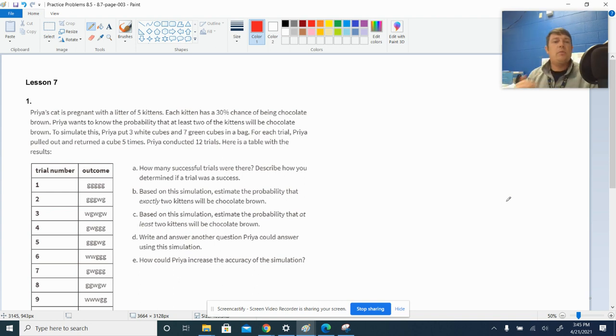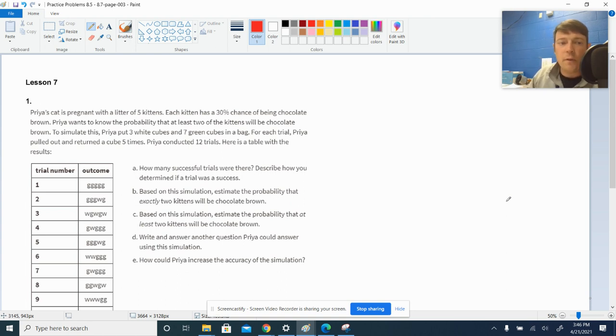To simulate this, Priya wants to put 3 white cubes and 7 green cubes into a bag. That's a total of 10, 3 of them being white. She's simulating 30%, 3 out of 10. For each trial, Priya is going to pull out and return the cube 5 times. So pull out, put it back, pull out, record, put it back, and so on, over and over again. She's going to do that 5 times for each trial. And then she's going to do the trial 12 times to simulate the cat giving birth 12 times, recording all the possible ways this could play out.